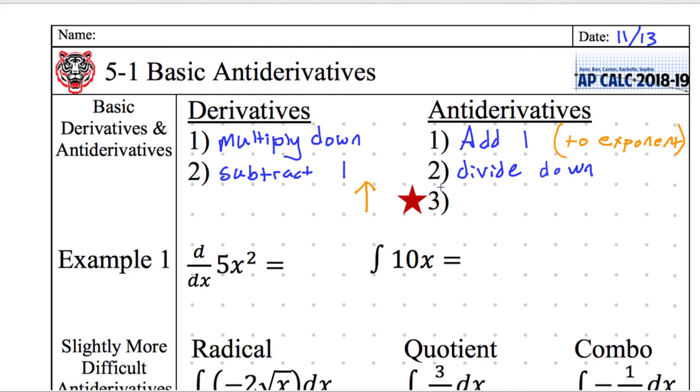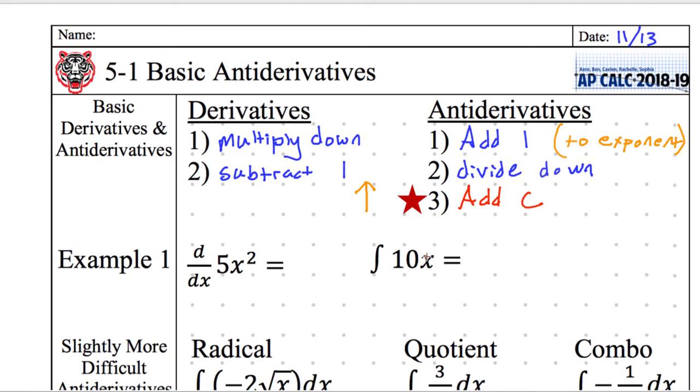And here's the key step. We have an additional step whenever we go backwards. In general, if you're evaluating between certain numbers, then this doesn't happen. But in general, you always, red star here, add C. And here's the reason. When we take the derivative of 2, the answer is 0. But when we go backwards, you can't divide by 0.